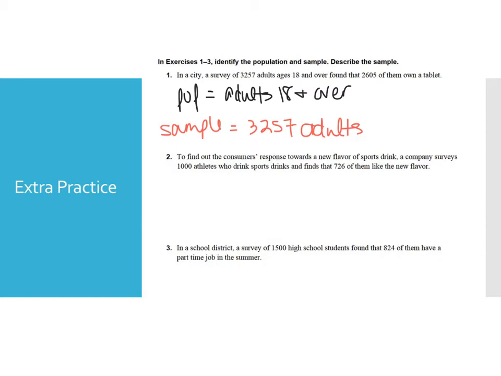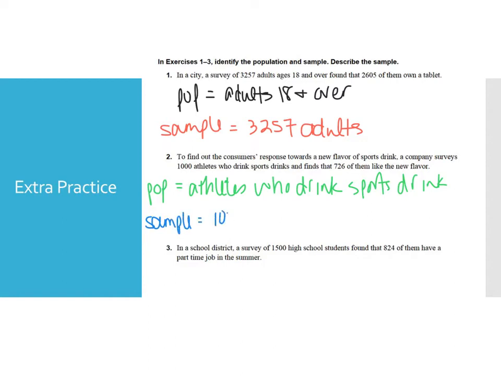Moving on to number 2. To find out the consumer's response towards a new flavor of sports drinks, a company surveys 1,000 athletes who drink sports drinks and finds that 726 of them like the new flavor. So what is the whole population that they're looking at? It is athletes, and not just athletes, but athletes who drink sports drinks. That's the whole population. The sample that they surveyed was these 1,000 athletes who drink sports drinks.